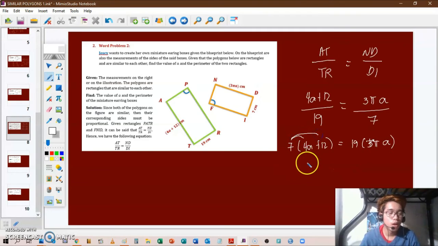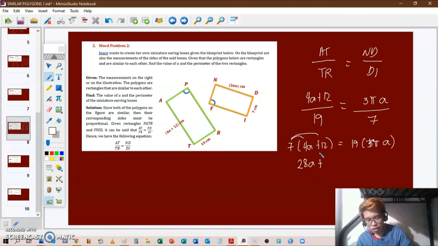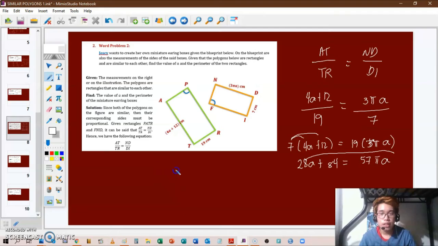So we can distribute the value of 7 outside of this parentheses. So this is going to be equal to 28A plus, what's 12 times 7? That's going to be 84, right? 84 is equal to 19 times 3, that will give you 57 pi A. And therefore we transfer 28A to the other side. So this gives us 84 is equal to 57 pi A minus 28A. So 57 pi minus 28, that'll give you 151.